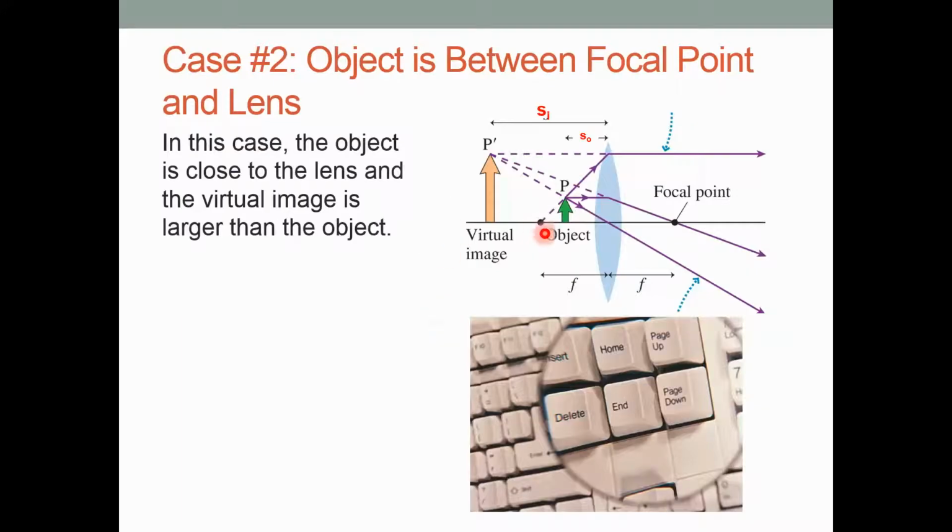Now you'll notice we have a larger image than the object itself. This is the exact setup that we would have when we use a magnifying glass. For a magnifying glass, you know that you have to hold it close to the object. You hold it close so that the object is closer than the focal point of the magnifying glass. And what that does is it creates a virtual image that you can see that's larger than the object itself.